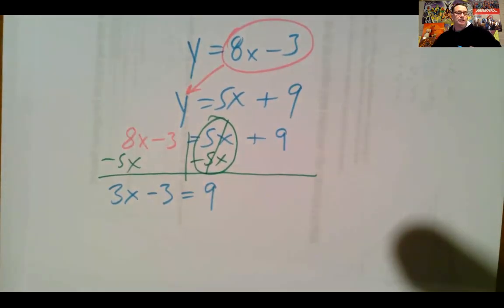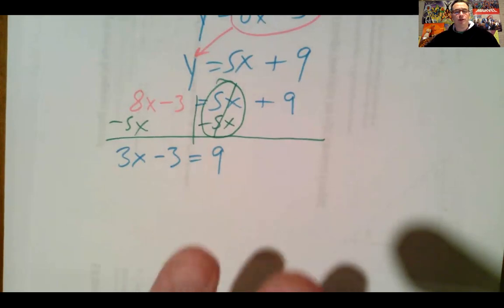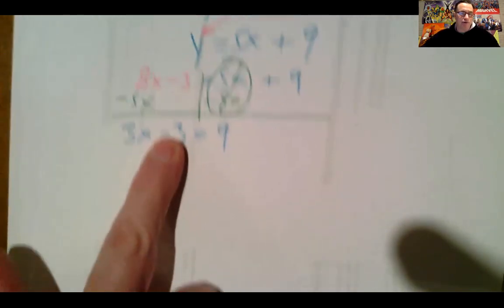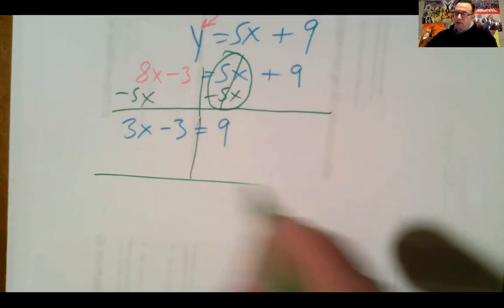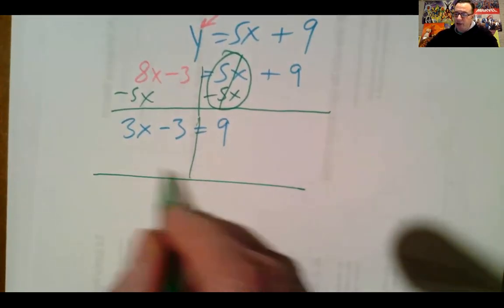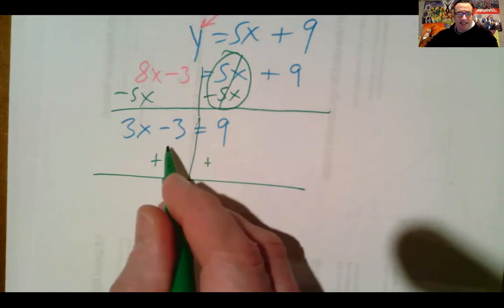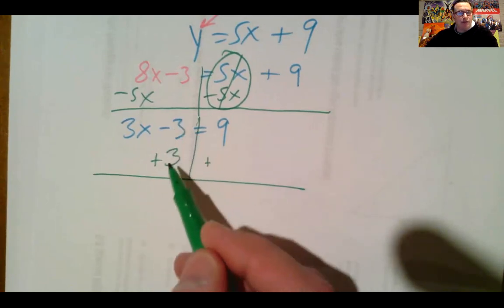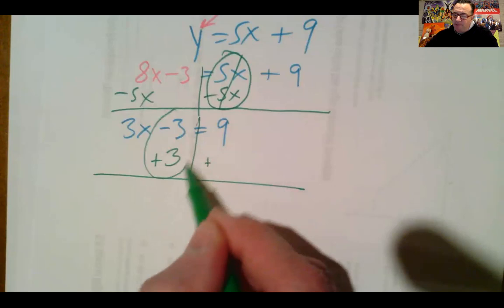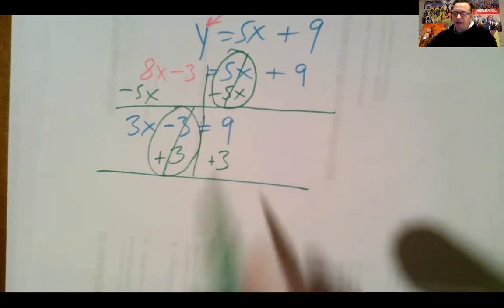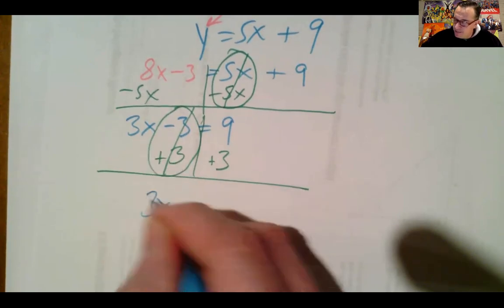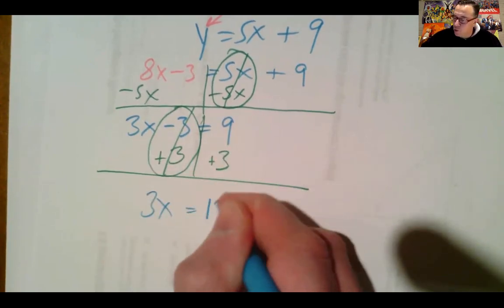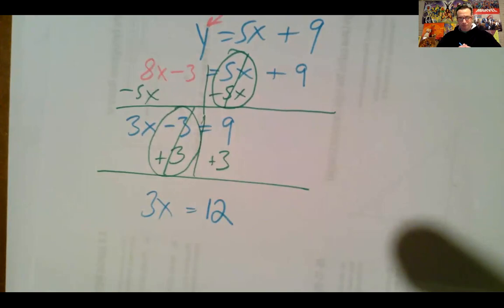Now I got to put all of the numbers on one side. So how do I cancel out that negative 3 to make it go over here? I'm going to do a plus. It's got to be that exact same number to cancel it out. Negative 3 and a positive 3 will cancel out as a 0 pair. I'll do my plus 3 here, which is going to give me that 3x from this side is equal to 9 plus 3 or 12 from this side.